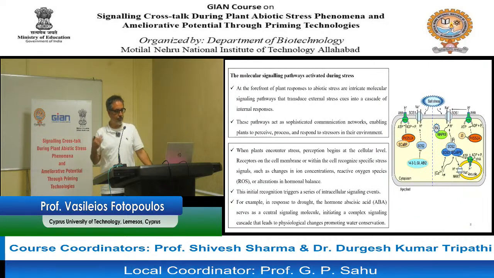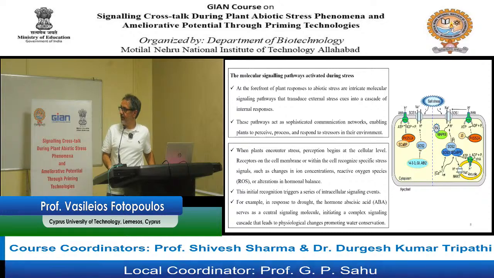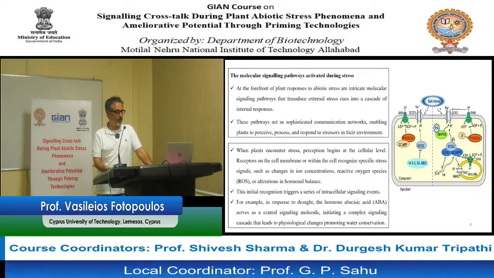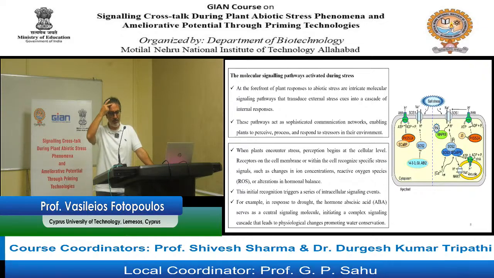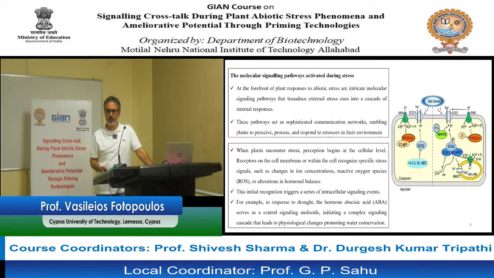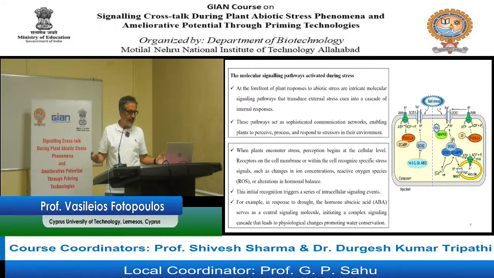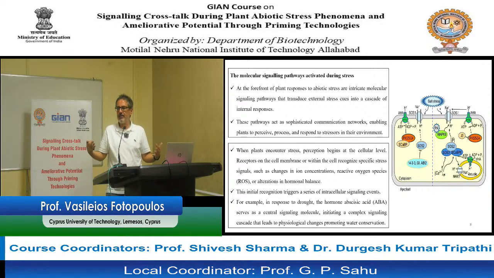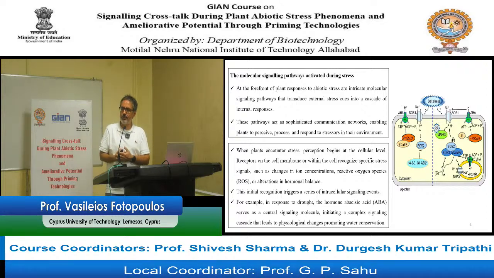So, of course, we have the activation of multiple molecular signaling pathways upon stress exposure. At the forefront of stress responses, we have intricate molecular signal pathways that transduce the external stress cues into a cascade of internal responses. And these pathways act as a very sophisticated network of communication, where they actually crosstalk with each other, and this enables the plants to perceive, process, and respond to stressors in their environment.